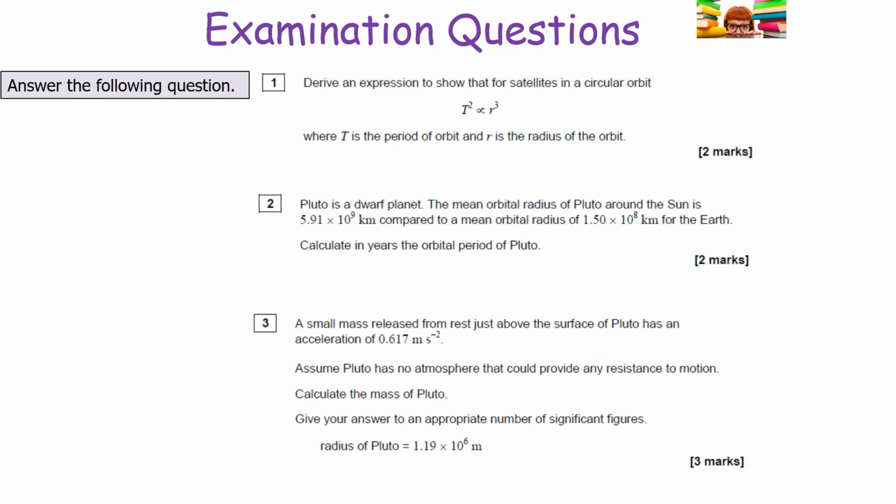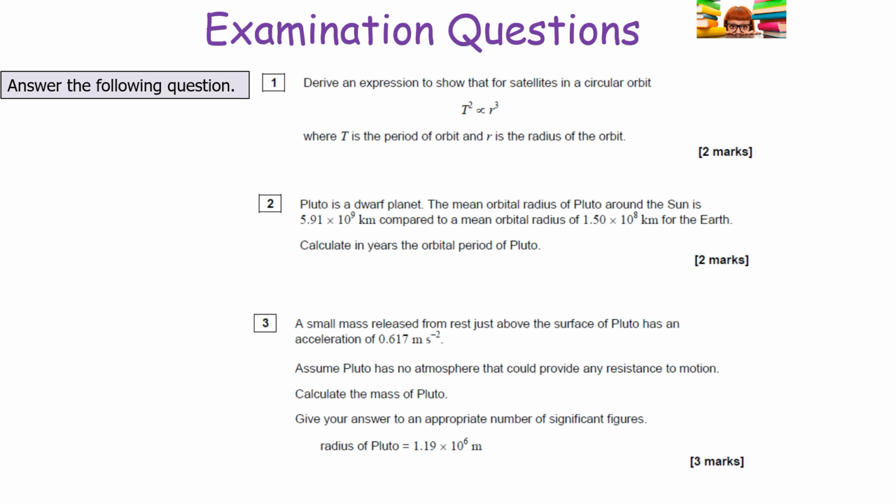Next, Pluto is a dwarf planet and the mean orbital radius of Pluto around the Sun is 5.91 times 10 to the 9 kilometers compared to a mean orbital radius of 1.50 times 10 to the 8 kilometers for the Earth. So calculate in years the orbital period of Pluto.